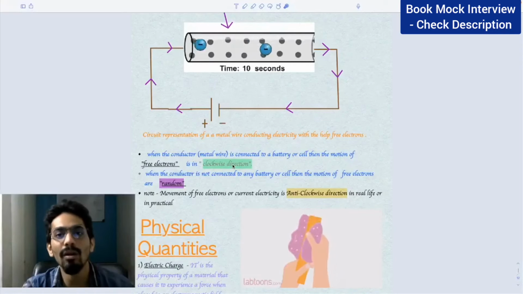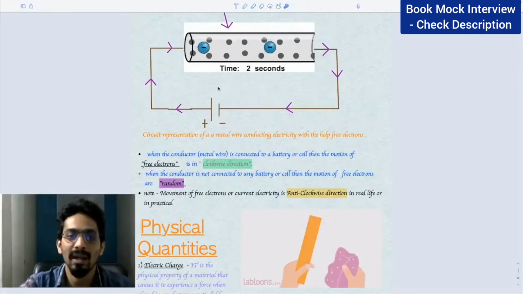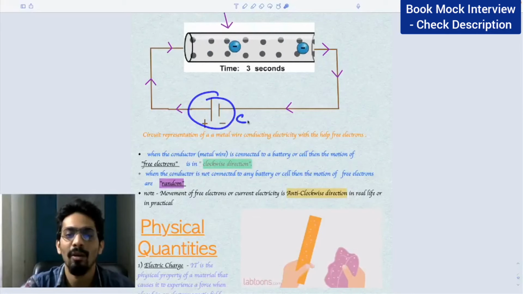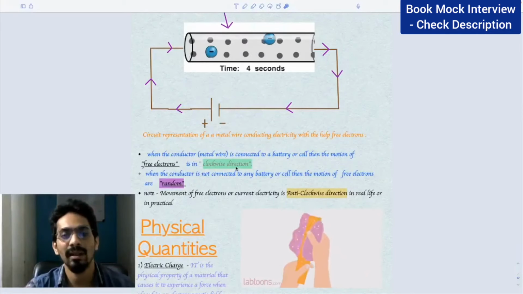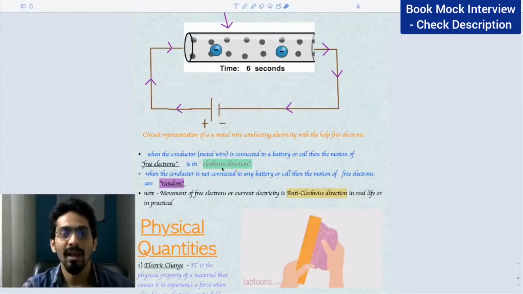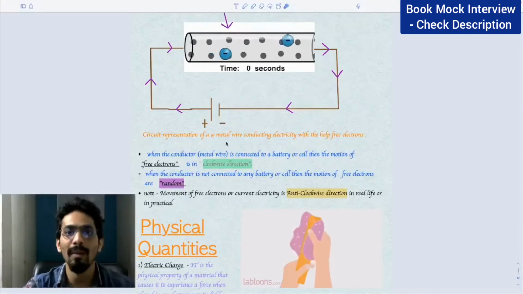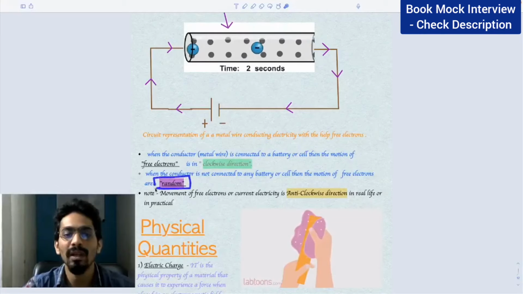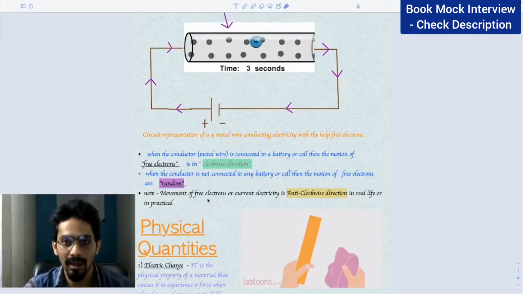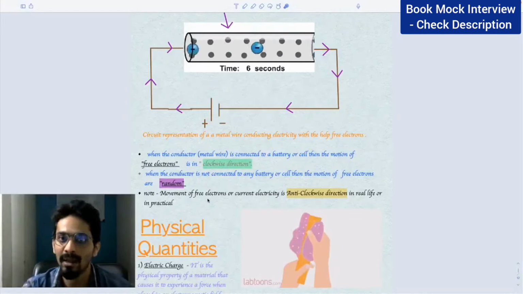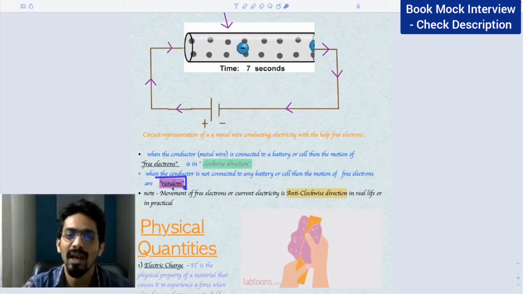When the conductor is connected to a battery or a cell, the electrons move in a clockwise direction. Now the question arises, when the conductor is not connected to the battery, what will happen? The electrons would move in random motion. When the conductor is not connected to any battery or cell, the electrons move in random motion.